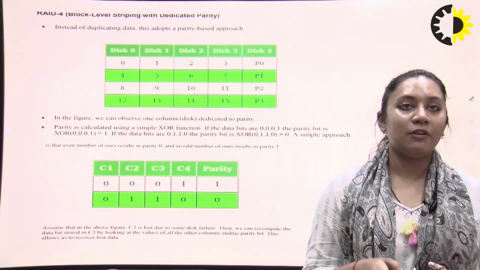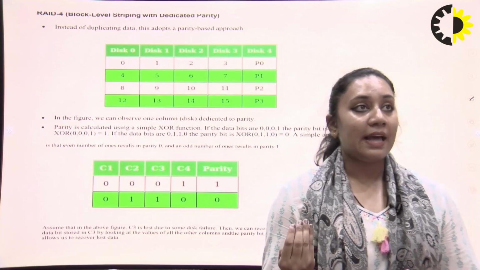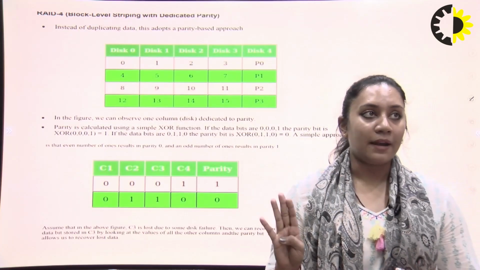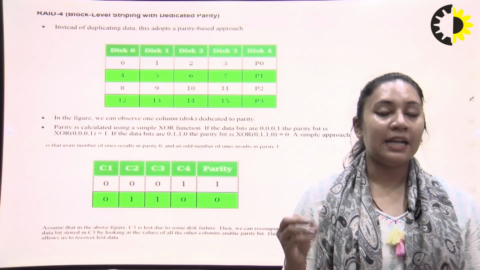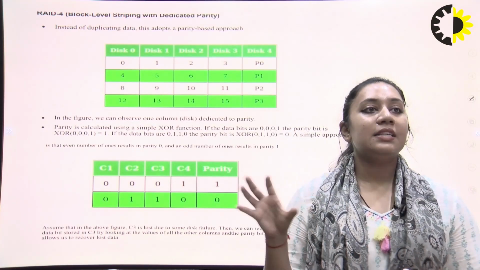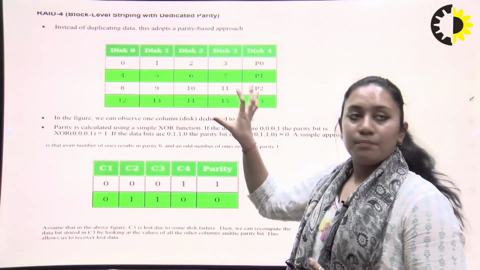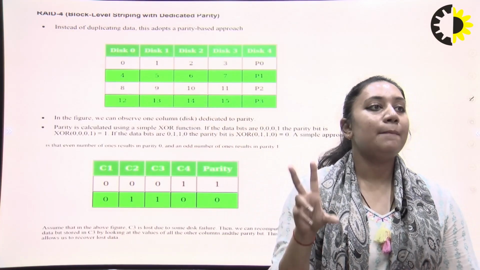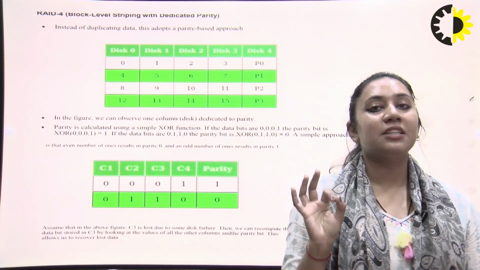Next, we have RAID level 4, which is block level striping with dedicated parity. So instead of duplicating the data, it adopts a parity based approach. So in this, you can see some type of parity based approach was there. The parities can be calculated by a simple XOR function.